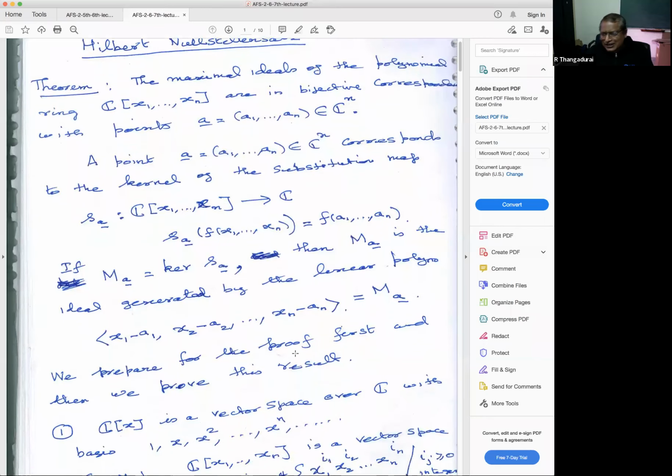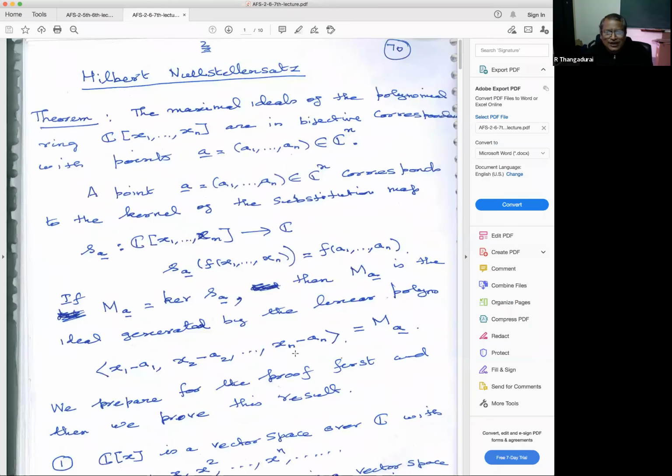So instead of two, in general, the maximal ideals of the polynomial ring in n variables over the complex numbers are in bijective correspondence with points in Cn. However many variables you take, that is the dimension of the product space of the complex plane. So every point in Cn corresponds to a maximal ideal in the polynomial ring in n variables, and every maximal ideal corresponds to a point.